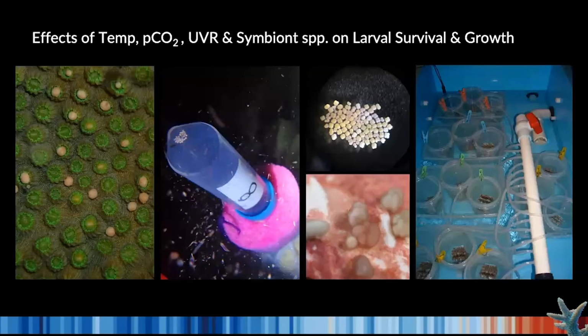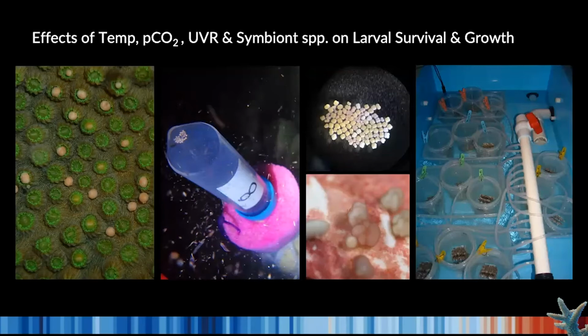While I was in Mexico, Anya and I did some side projects. We were looking at the effects of temperature, pCO2, ultraviolet radiation, and symbiont species on larval survival and growth. So this was also Orbicella. Last year I was there, we collected gametes, fertilized them, settled the polyps out, and then inoculated them with different cultures of symbiont. This experiment ultimately got destroyed by a hurricane, so we don't have any publications or results, but what I did find was some cool stuff again with trenchii.